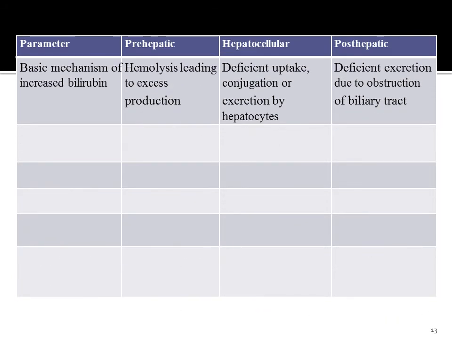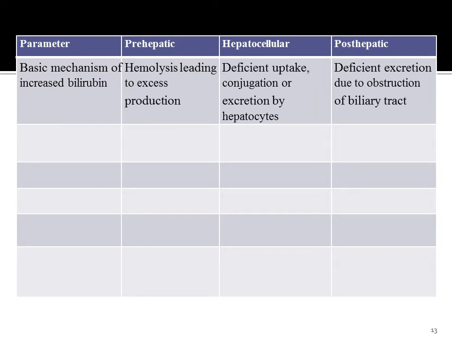Now, the differentiating points between these three types of jaundice are very important. There can be short notes also on jaundice, different types of jaundice, and their different clinical and lab investigations. So, prehepatic, another name is hemolytic; hepatocellular, or the hepatic; post-hepatic, or obstructive. What is the basic mechanism of increased bilirubin in case of prehepatic jaundice? There is hemolysis that leads to excess production of bilirubin.